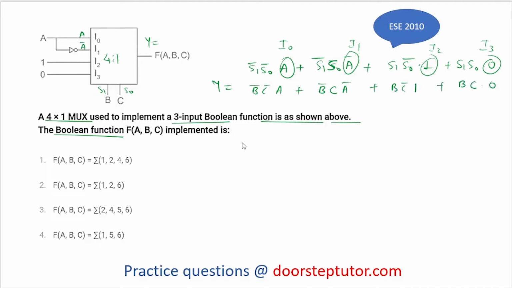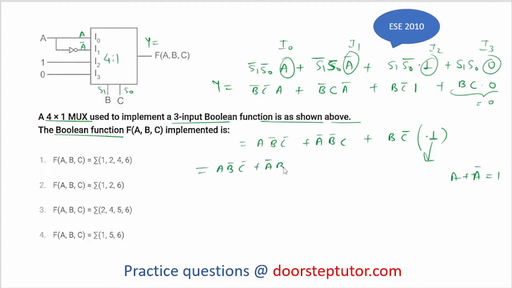So let us rearrange this. We can write it as A into B bar C bar plus A bar B bar C plus B dot C bar, and this last term is going to be 0. If we have to convert this standard form into canonical form, what we can do is multiply here by 1. And we know A plus A bar is equal to 1. So we can replace this 1 by A plus A bar. So this will now become A into B bar C bar plus A bar B bar C plus B C bar into A plus A bar.